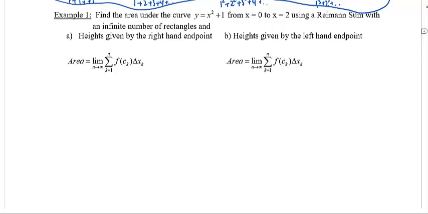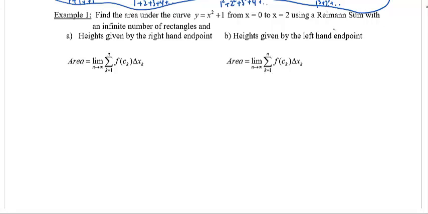So, I want you to find the area underneath the curve, y equals x squared plus 1, from 0 to 2, using a Riemann sum with an infinite number of rectangles. And in part A, it's the heights given by the right endpoint, and in part B, it's the heights given by the left endpoint. Those of you in the AB course, I don't think the left endpoint is there, but if you want to follow along, you're more than welcome to do so. So, let's see how we can actually attempt this problem here.